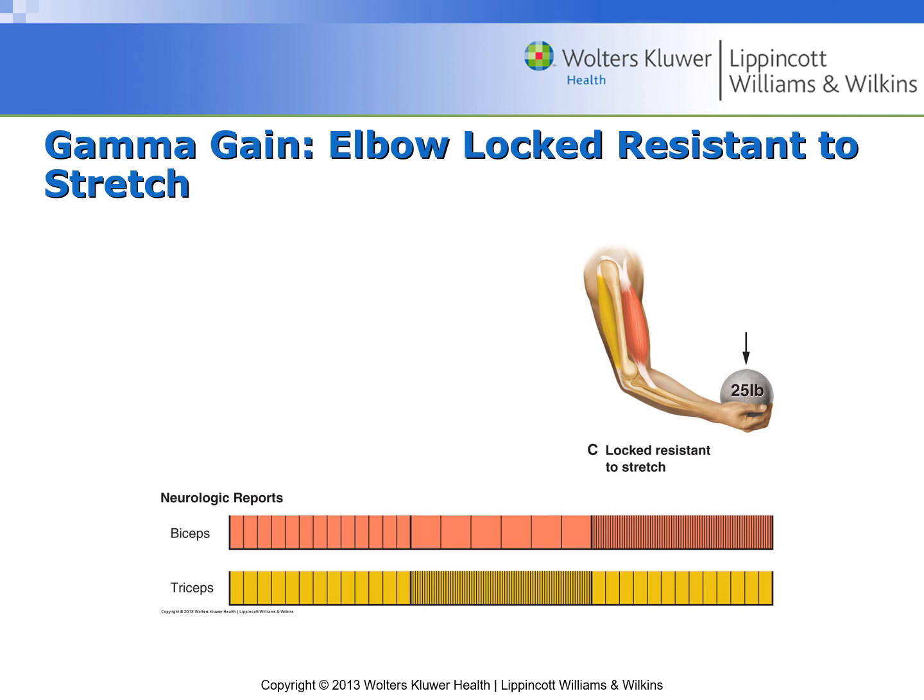Now let's consider gamma gain when the elbow is in a locked, resistant to stretch position. Due to gamma gain, sudden lengthening of the biceps, which is the weight suddenly dropped into the hand, stimulates a stretch reflex contraction of the muscle even though it is not fully lengthened.